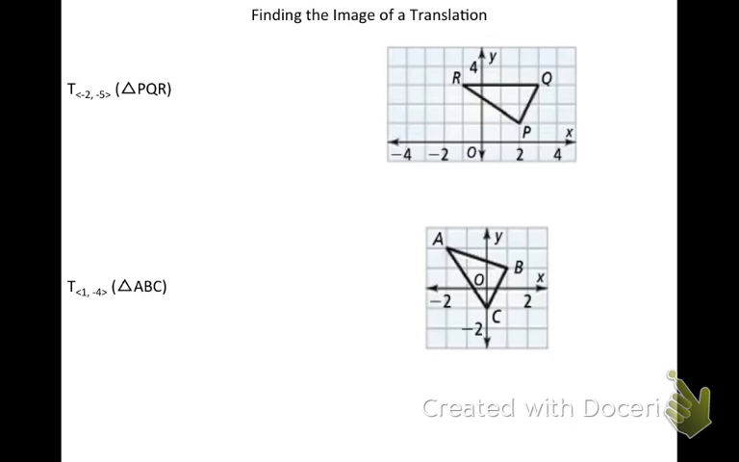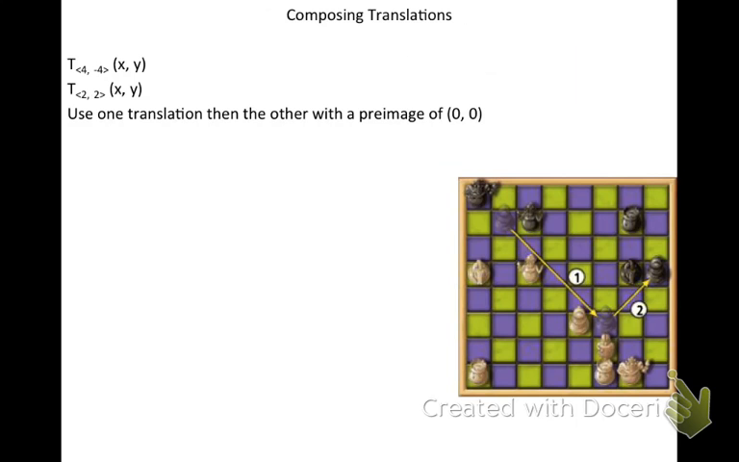And then the last one here, this one. When I'm composing 2 or more different translations, this first translation tells me I move 4 right and 4 down. The second one says 2 right and 2 up.